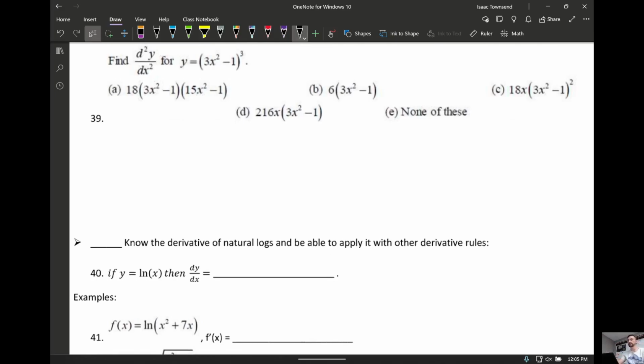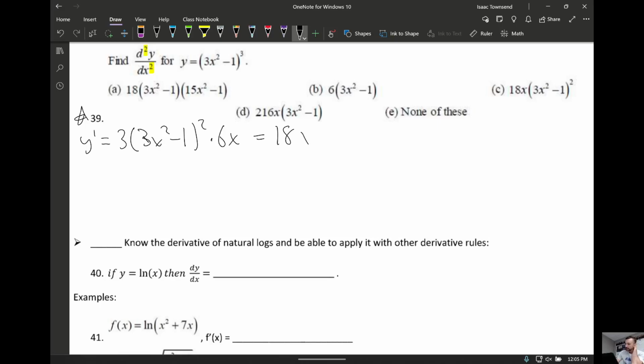Are you sure? This is the hardest one, I think, on the whole thing. The messiest question for sure. What makes this question messy is that it's not just wanting the derivative, it wants the second derivative. So first off, you have to take the first derivative. So bring the power down, lower the power by 1, and don't forget chain rule.